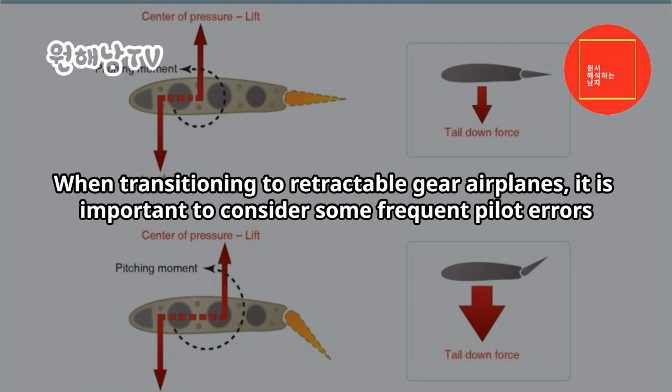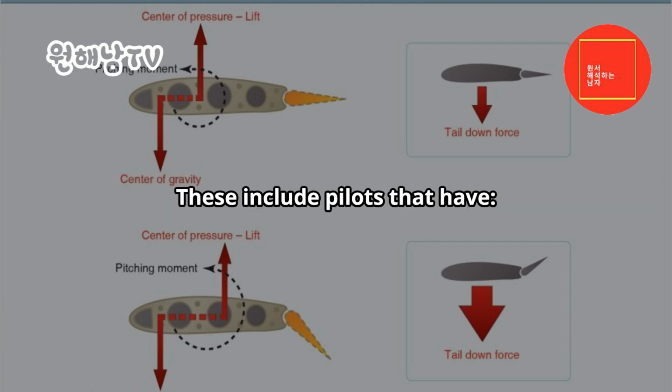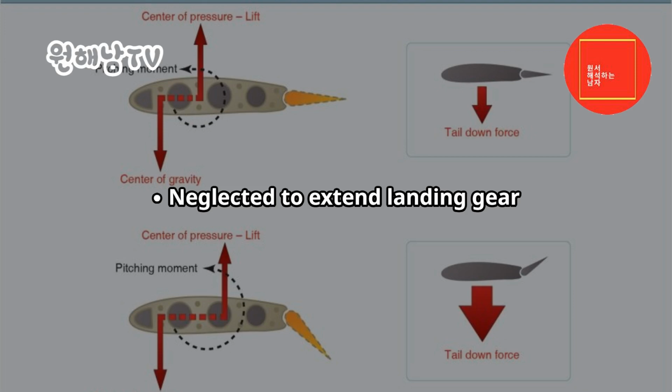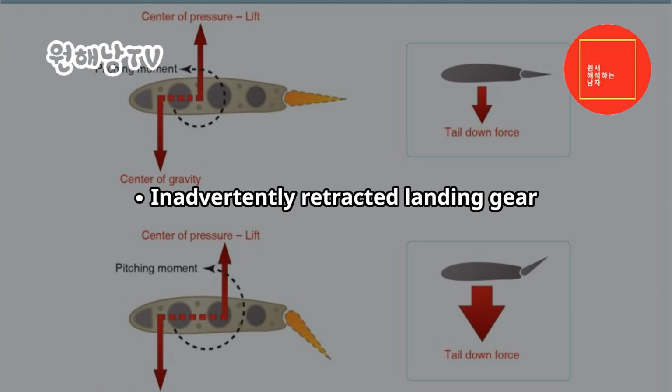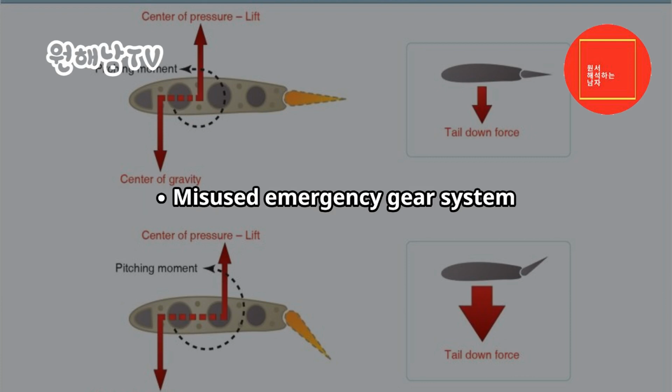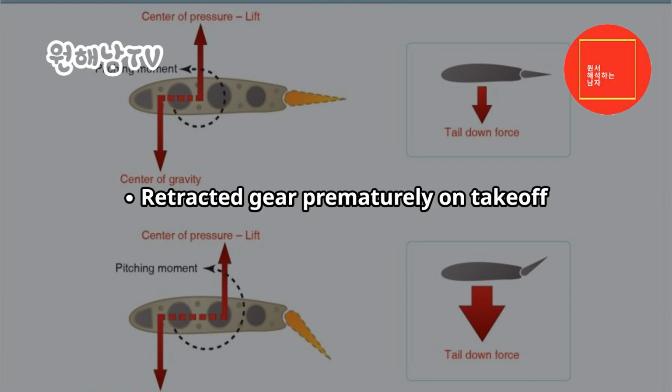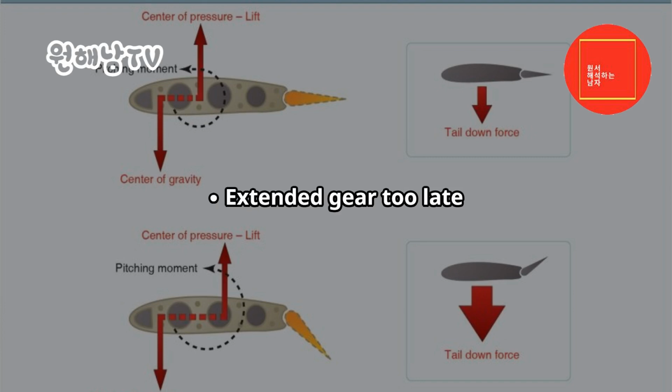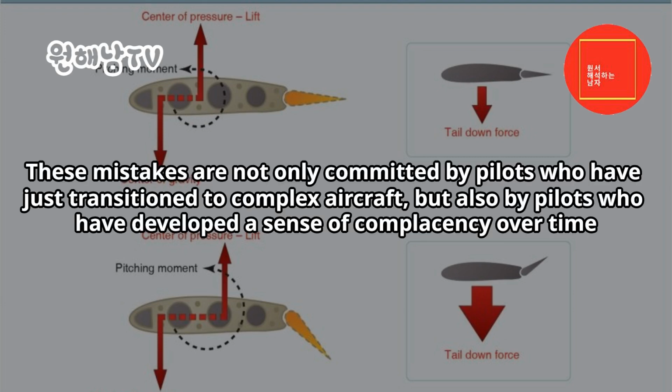When transitioning to retractable gear airplanes, it is important to consider some frequent pilot errors. These include pilots that have neglected to extend landing gear, inadvertently retracted landing gear, activated gear but failed to check gear position, misused emergency gear system, retracted gear prematurely on takeoff, or extended gear too late. These mistakes are not only committed by pilots who have just transitioned to complex aircraft, but also by pilots who have developed a sense of complacency over time.